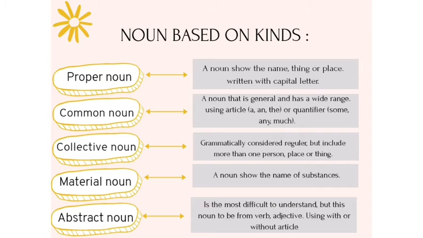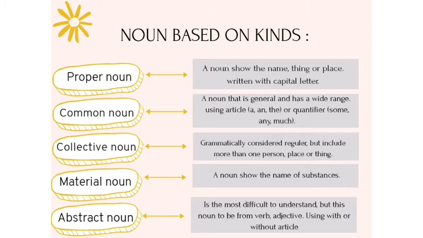The second is common noun. Common noun is a noun that is general and has a wide range, using article a, an, and the, or quantifier some, any, and much. Third is collective noun. Collective nouns are grammatically considered regular but include more than one person, place, thing, or idea in their meaning, using indefinite article a and an. Predicate position can be filled by singular verb or plural verb.